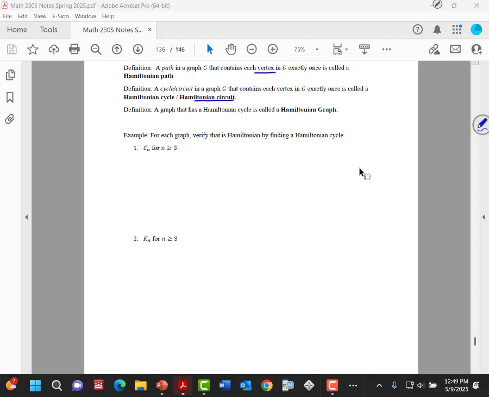Okay, so C sub n, the cycle graph. Well, this should be fairly straightforward. This right here is C3. Notice I drew this graph. I started here at V1, and I drew this graph, and I visited each vertex exactly once. What about C4? That's not hard. 1, 2, 3, 4. There we have it. Each vertex got visited once and only once.